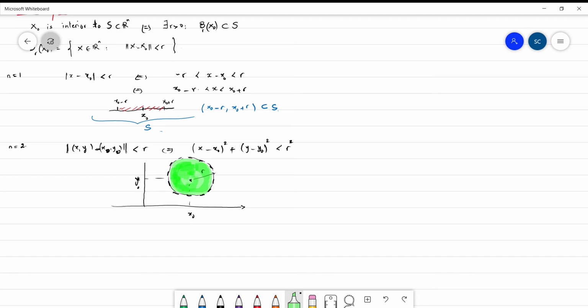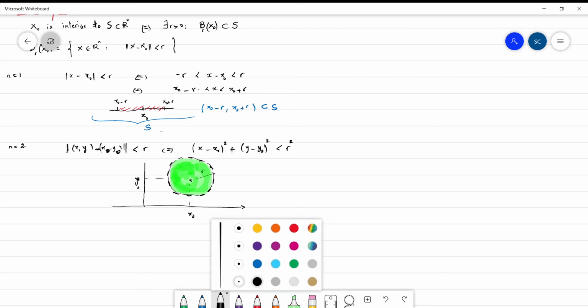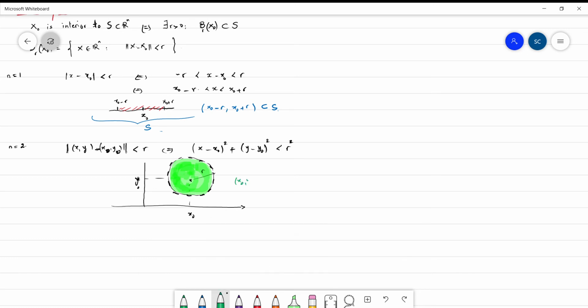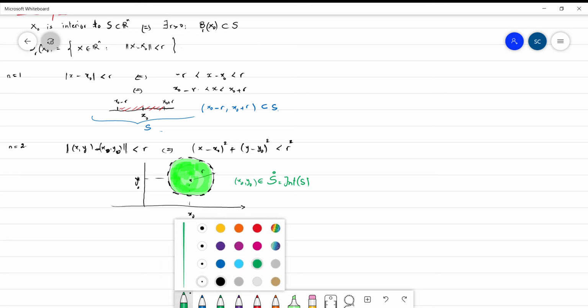So when I say that (x0, y0) is an interior point, we usually use the notation S with a small 0 here, or interior of S, if and only if I have a whole small ball, the disk here, included in S.